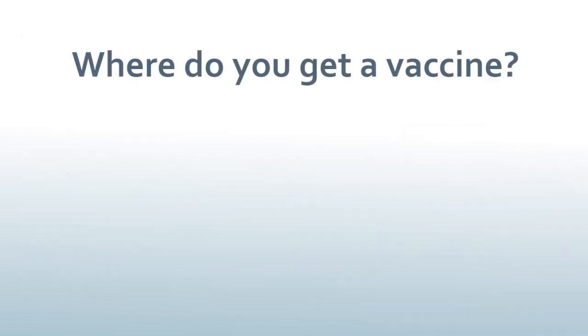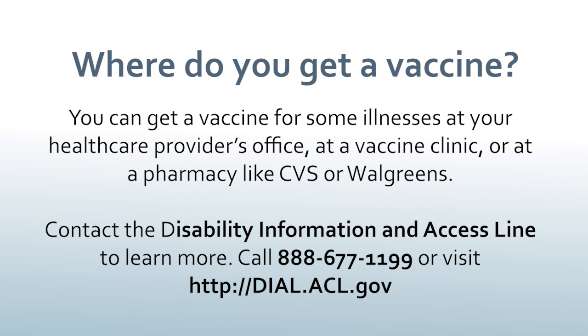Where do you get a vaccine? You can get a vaccine for some illnesses at your healthcare provider's office, at a vaccine clinic, or at a pharmacy like CVS or Walgreens. Contact the Disability Information and Access Line to learn more. Call 888-677-1199.